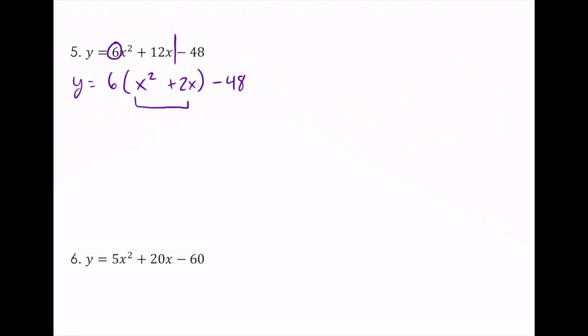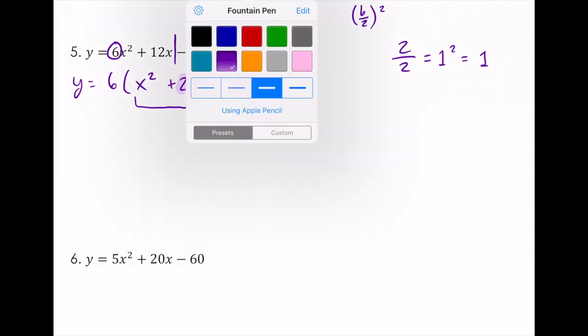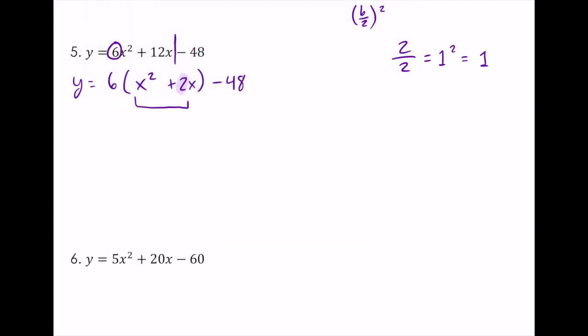Alright, so now this is like a problem that we had seen in the last lesson. We want to take this number that's next to x. So whatever number that is, we're dividing it by 2 and then squaring it. So I'm going to take this number in front of the x, that's the 2, divided by 2, we get 1. Then 1 squared gets us 1. So 1 is the number that we are going to be adding and subtracting from our problem. So let's write this out.